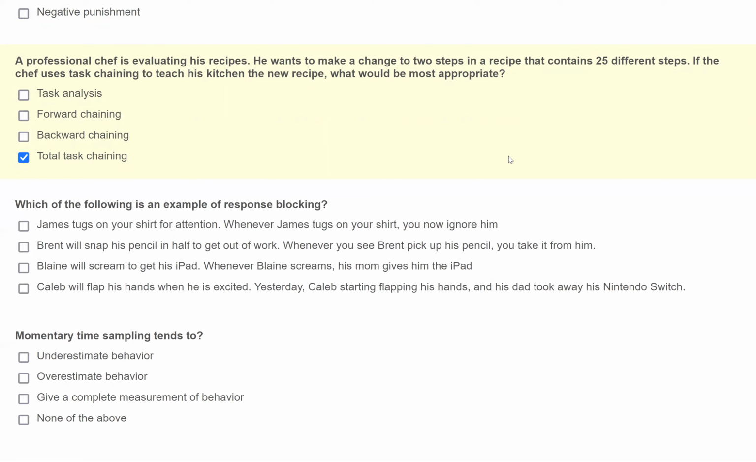Total task chaining is good for a competent learner, a learner who knows most steps already, and for quick, easy skills, okay? In this case, we have competent learners who know most of the steps already. Just teach the whole chain with the focus on the 2 steps they need to learn.